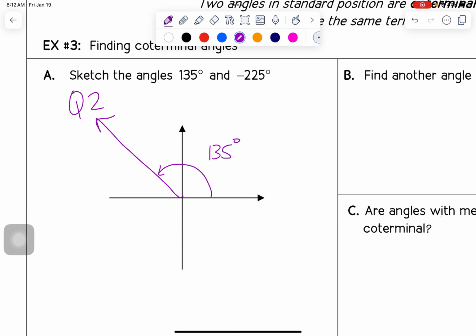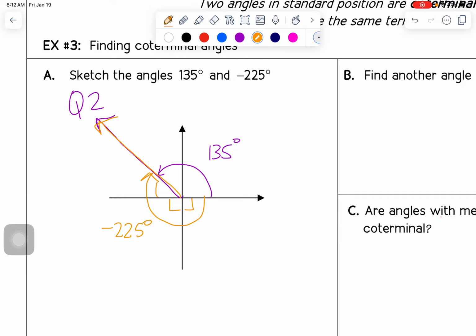Then negative 225, I have to go the opposite direction. I go negative 90, negative 180, and then 45 more. I actually end up at the same place. So negative 225 and 135, we would call those coterminal angles.